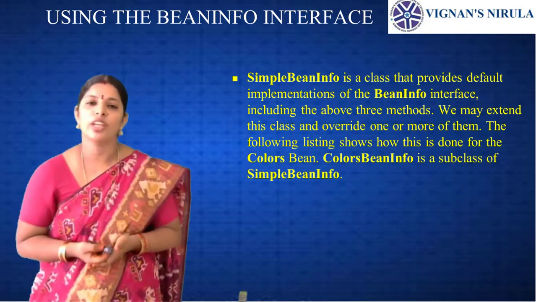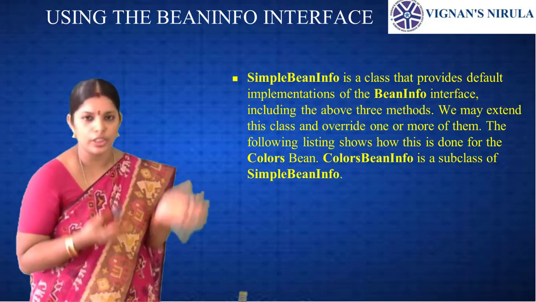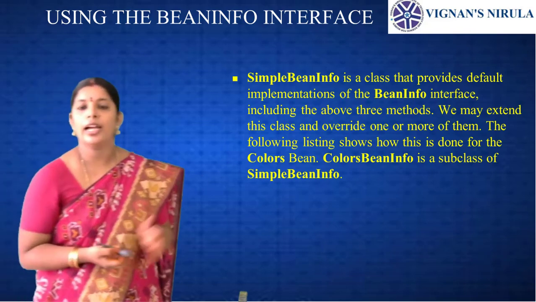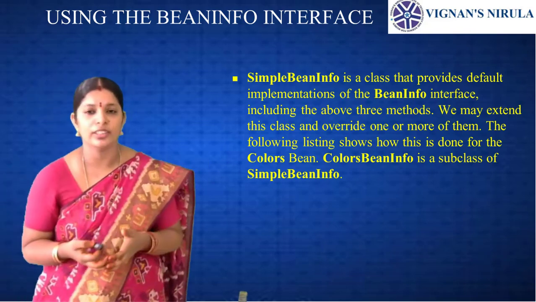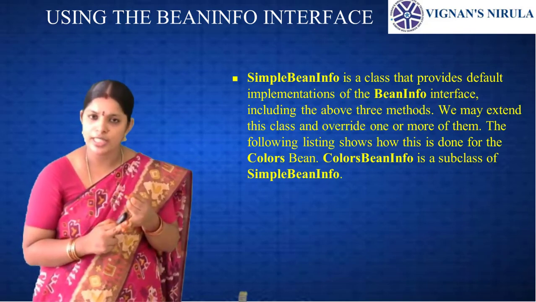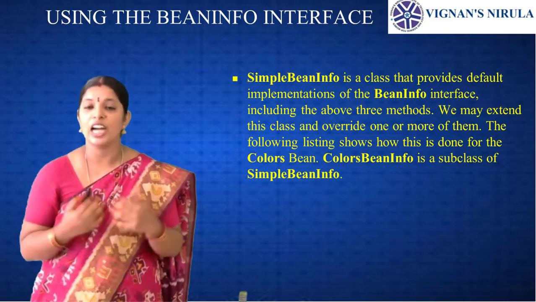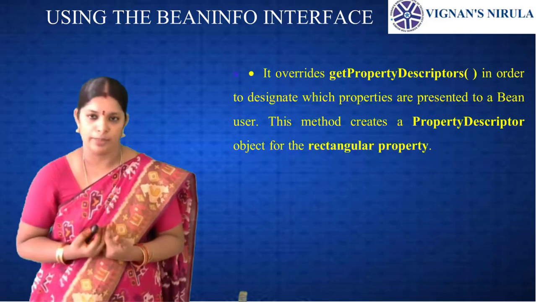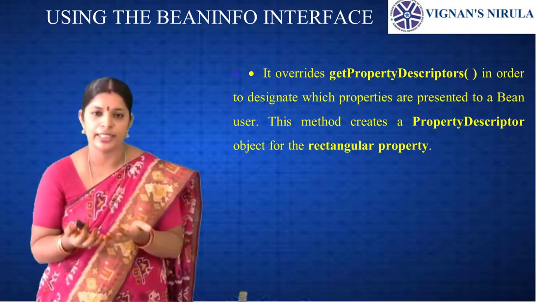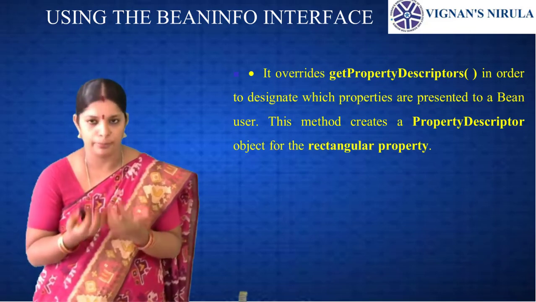Here we are using one SimpleBeanInfo. SimpleBeanInfo is one of the classes provided for the BeanInfo interface, and the BeanInfo interface includes the above three methods: property descriptor, event set descriptor, and method descriptor. We may extend this class and override one or more of them. By using these three methods, we extend the class and override one or more of them.